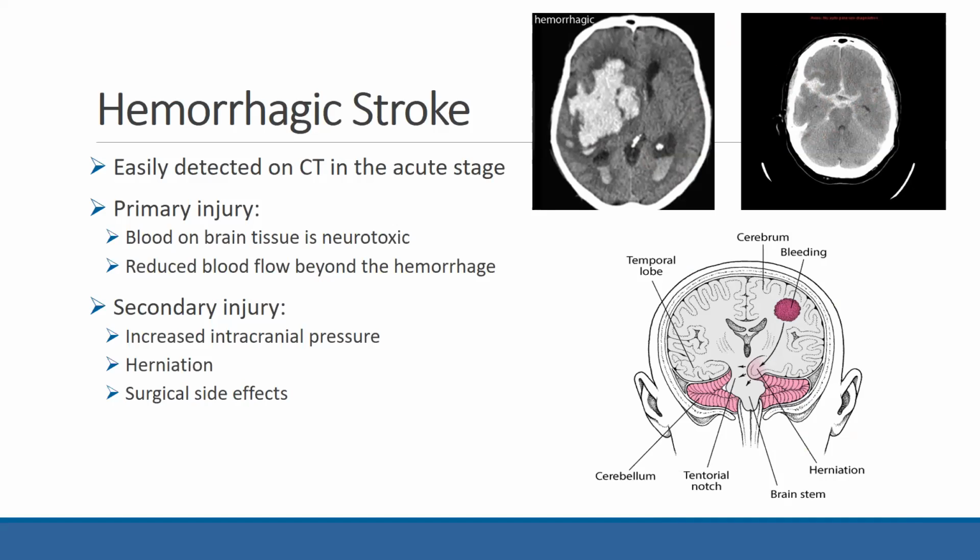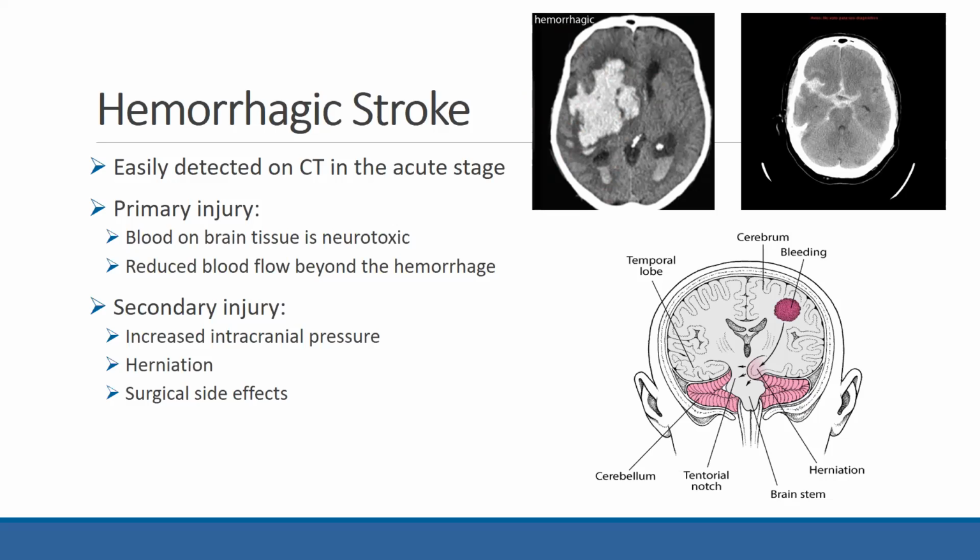So the primary injury for a hemorrhagic stroke: the brain tissue doesn't like blood being right on it. It's neurotoxic. So blood touching your brain tissue, like in an intracerebral hemorrhage, causes neuronal death. There's also reduced blood flow, right? Because imagine you have a hose and you stick a hole in the side of it and water starts pouring out there. There's going to be less water going through the end of the hose where you want it to go. And so, unfortunately, in addition to having all of this blood on the brain, more distal parts that are perfused by that artery are also getting reduced blood flow.